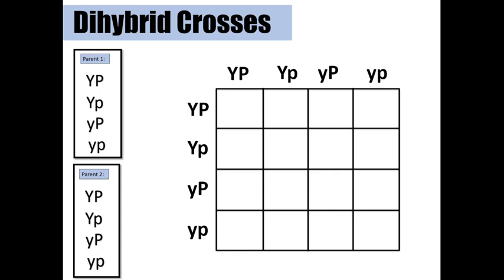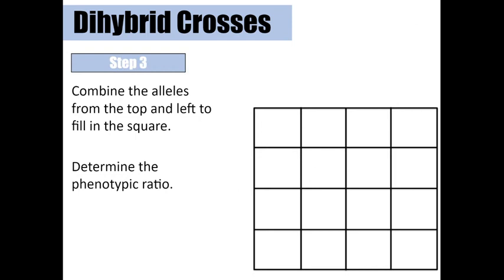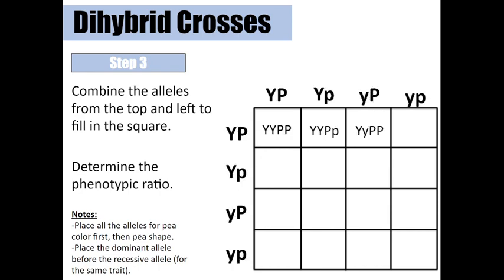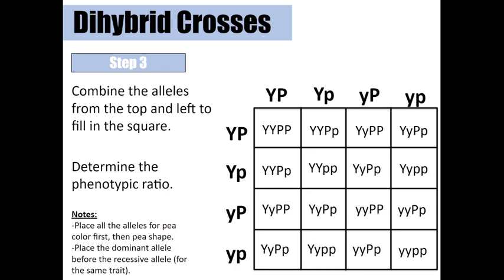All right, so let's start filling out our Punnett square. This is going to be just like our other Punnett squares. We're still bringing down and bringing over the information. Now we just have extra letters to work with. We're going to combine the alleles from the top and the left to fill in the square to determine the phenotypic ratio. Let's fill back out our box here. All right. So here's our box. Remember, anything on the top you're going to be bringing down. Anything from the left you're going to be bringing over to the side.